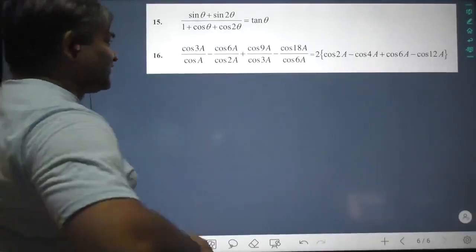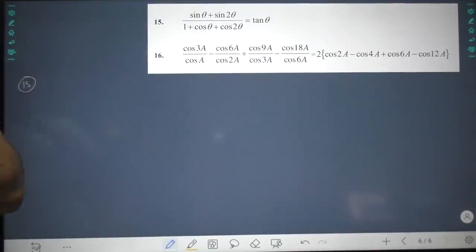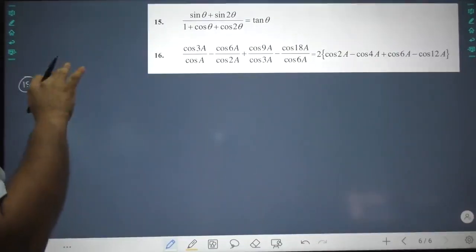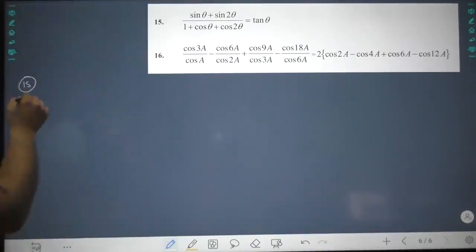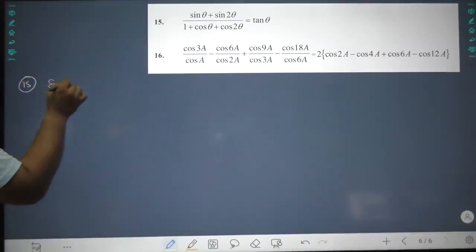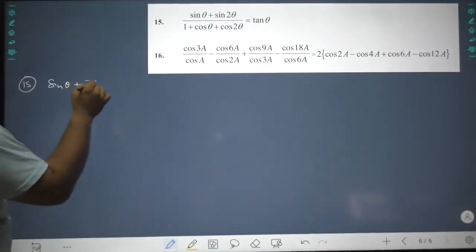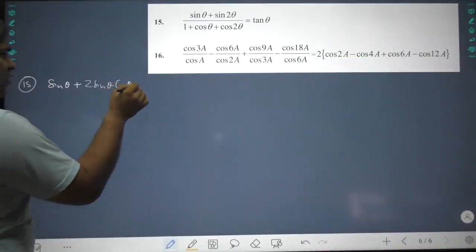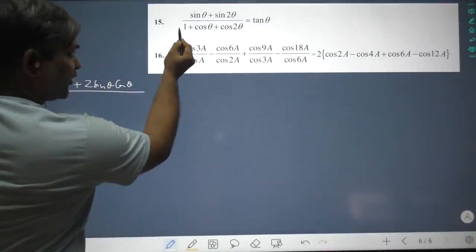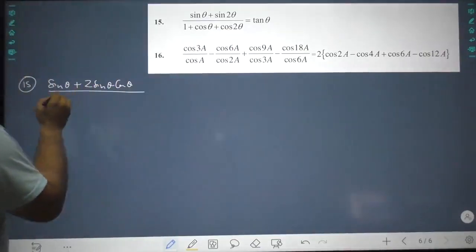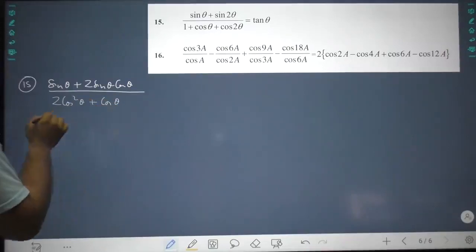Let us do some more questions. Let us do the 15th question. Sine theta plus sine 2 theta, over 1 plus cos theta plus cos 2 theta. See, here we have sine 2 theta. Break this, explode this sine 2 theta. You will get 2 sine theta cos theta. In the denominator, combine 1 plus cos 2 theta. 1 plus cos 2 theta is 2 cos square theta, and cos theta is left.